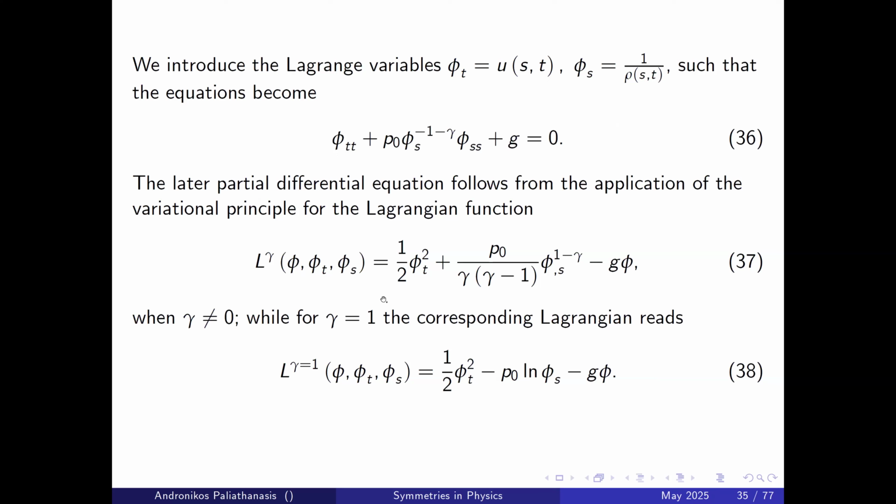Now we introduce the Lagrange variables, so we can write the Cargo-Leroux system in the form of just one PDE in the Lagrange variables, equation 36. We observe that equation 36 follows from the variational principle of the Lagrangian 37, for gamma different than 0 and different than 1, while for gamma equal 1, the corresponding Lagrangian reads as follows.